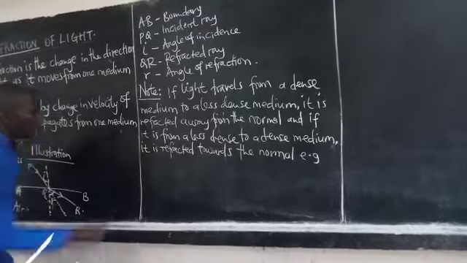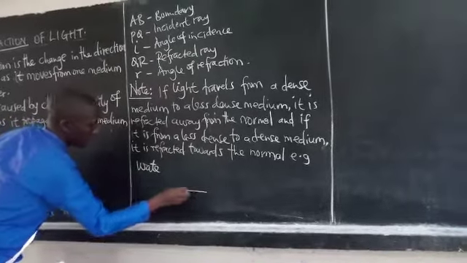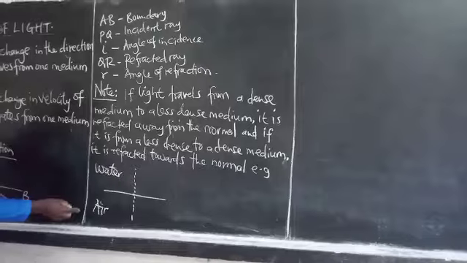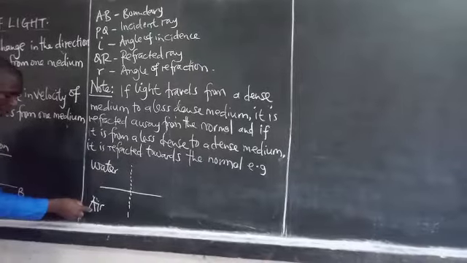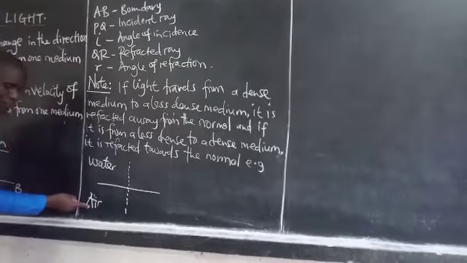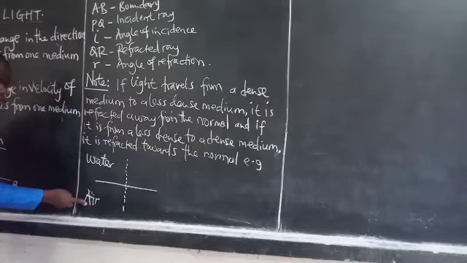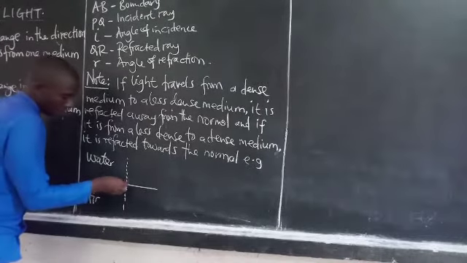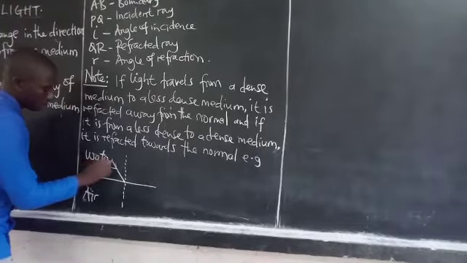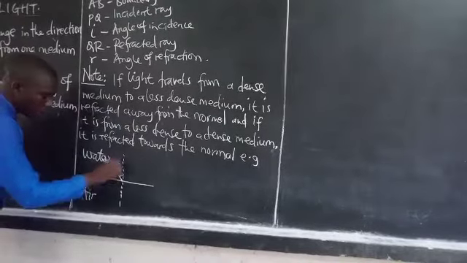We can have water. There is water here, and then there is air. This is the boundary. From water to air, which one is denser? Water is denser than air. So where will the light go, away or towards? Away. So light comes from here. That's the path of light. And then this is our angle of incidence.